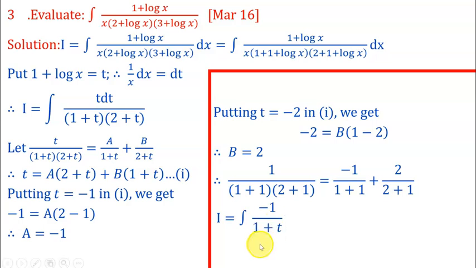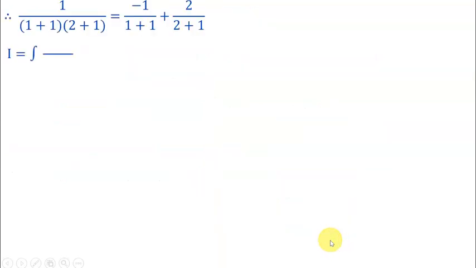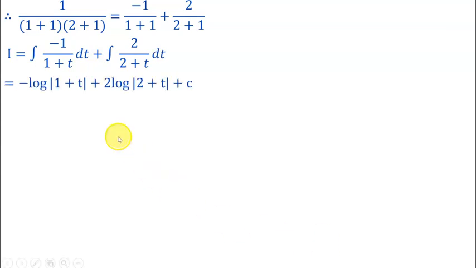this integration can be written like this. Okay, that is I is equals to integral minus 1 upon 1 plus t dt plus 2 upon 2 plus t dt. Its integration is minus log of mod of 1 plus t plus 2 log of mod of 2 plus t plus c. Okay.